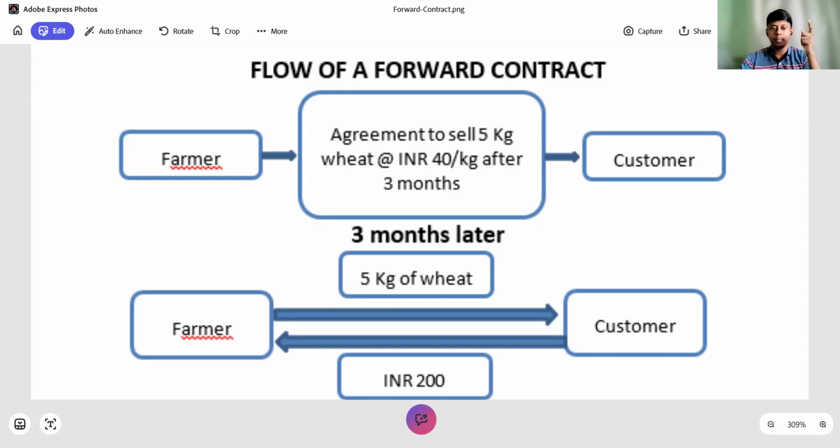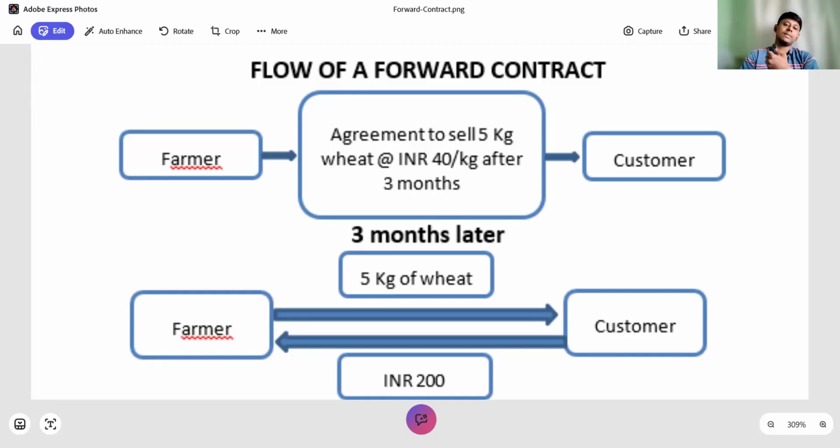So you approach a farmer and make an agreement today. You agree to buy 1000 kg of wheat 1 month later at 30 per kilogram, no matter what the price is at that time. This agreement is called a forward contract.